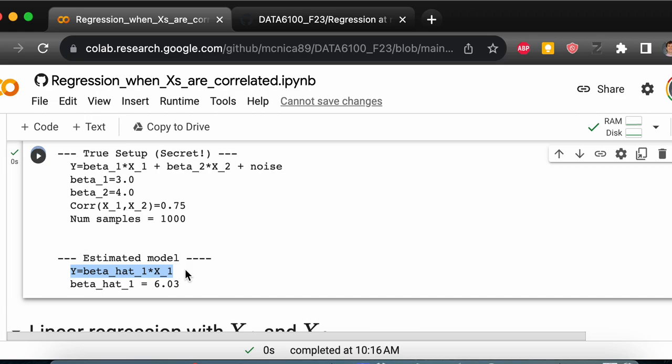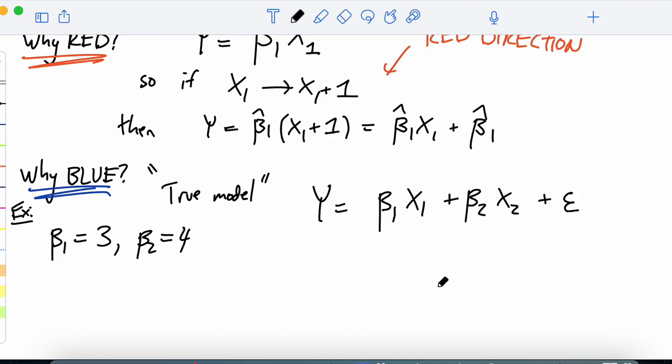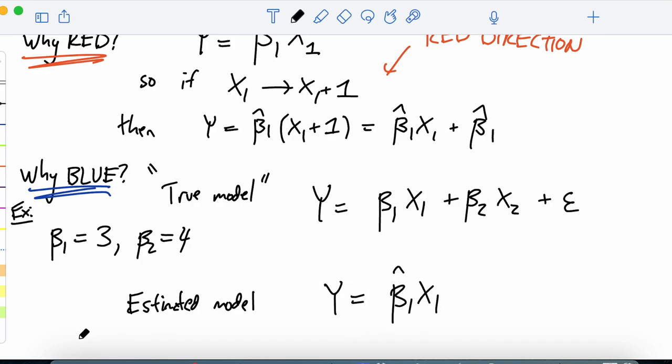Beta hat 1 times x1. And it came out with the answer beta hat 1 equals 6. So the estimated model, I guess it shouldn't be in quotes, it really is an estimated model. Y equals beta hat 1 x1, and beta hat 1 was 6. Okay, it was actually 6.03 or something. Let's put 6.02. So beta hat 1 was like 6, even though beta 1 was 3 and beta 2 was 4.